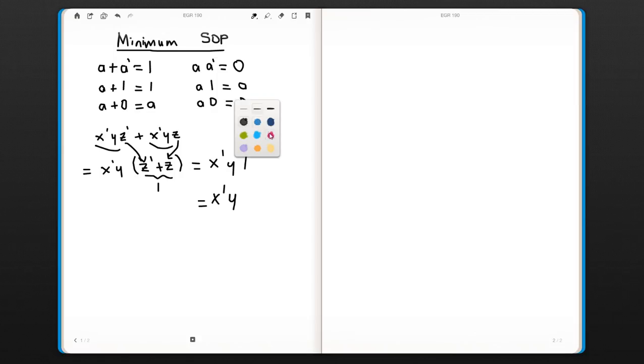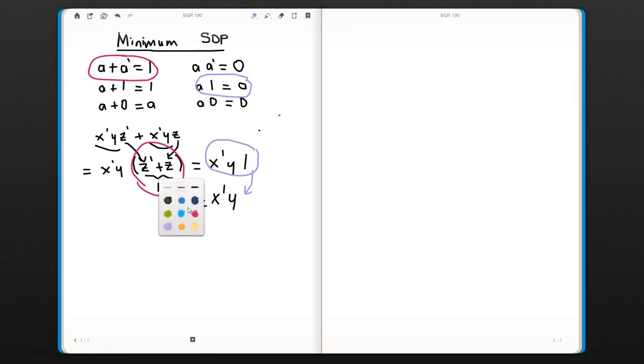So we used this expression here to simplify, and then we used this one to simplify this when we get x naught y. Let's do one more.